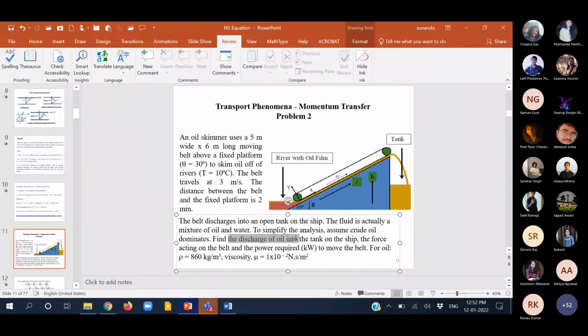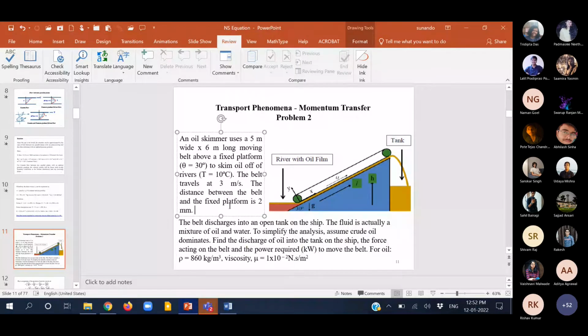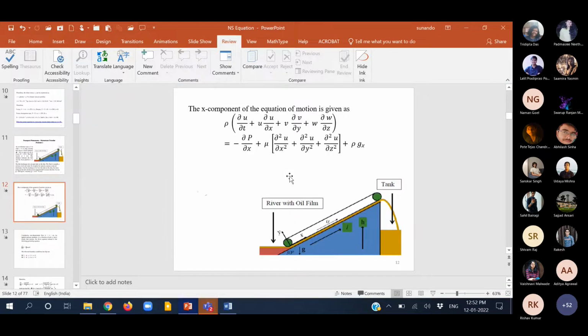So we need to find the discharge of the oil into the tank, the force acting on the belt, and the power required. Fundamentally, it's almost exactly the same as the previous problem. What you need to do is write the x component of the equation of motion. This is the x direction, and you can obviously cancel out the terms which are not relevant here. Of course, this is steady state, so u is not going to be a function of time. What about the second term? u del u del x.